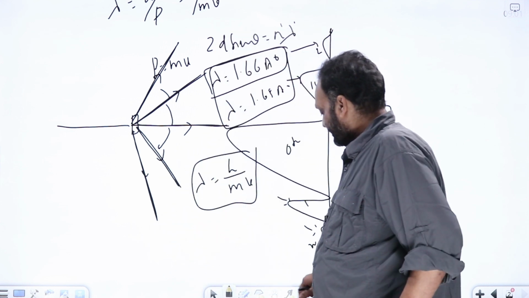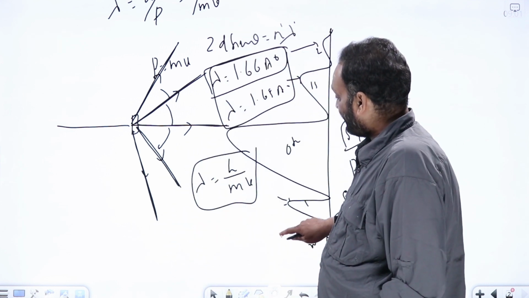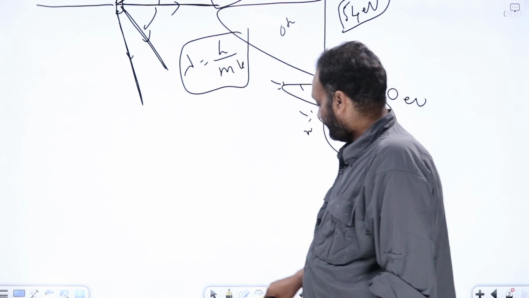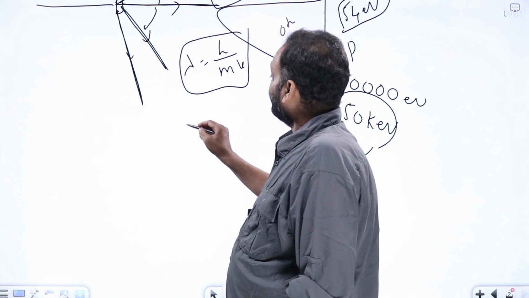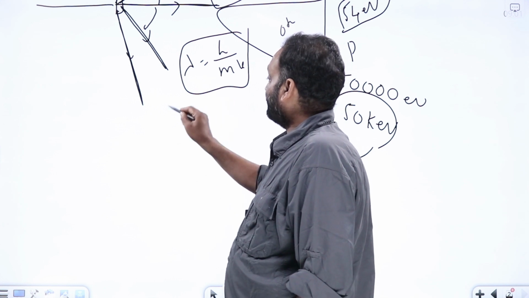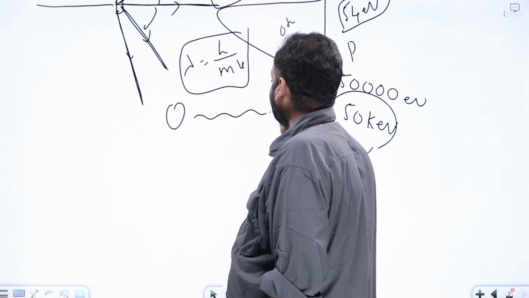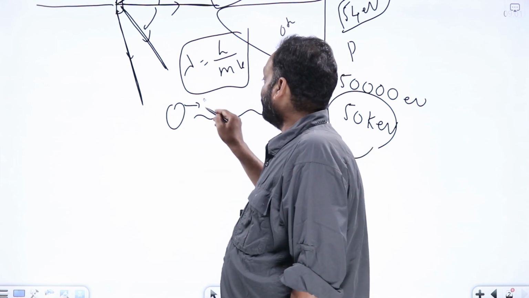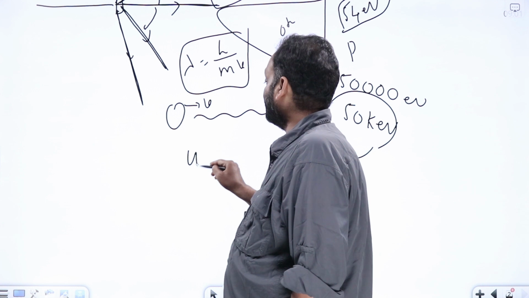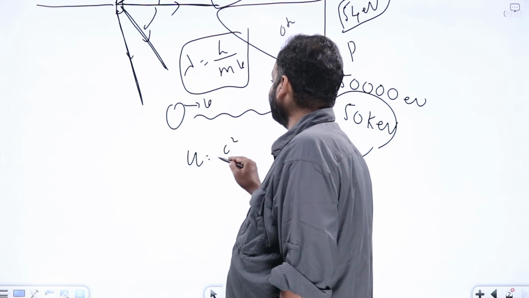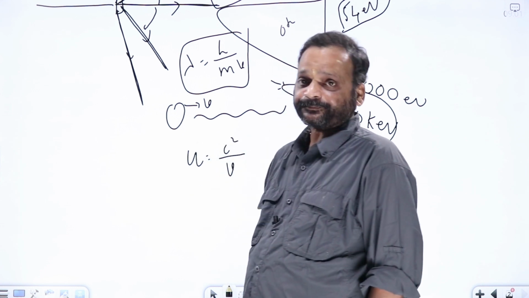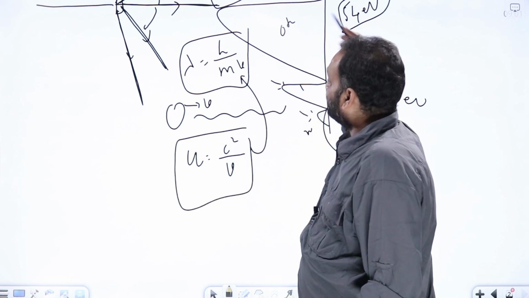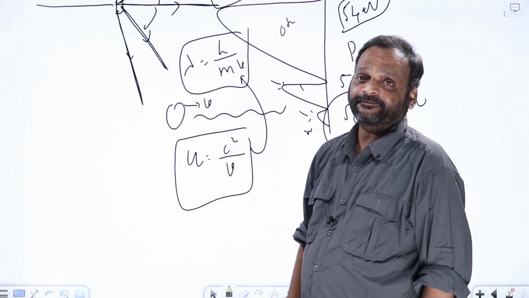Right, one more surprising result. Just before this step, lambda equal to h by mv, de Broglie got this: every material particle of mass m that is moving is associated with a matter wave, which means that wave also should be moving, isn't it? What is the velocity of that matter wave? The velocity of the matter wave, u equal to c square by v, he got. This result was obtained before lambda equal to h by mv.